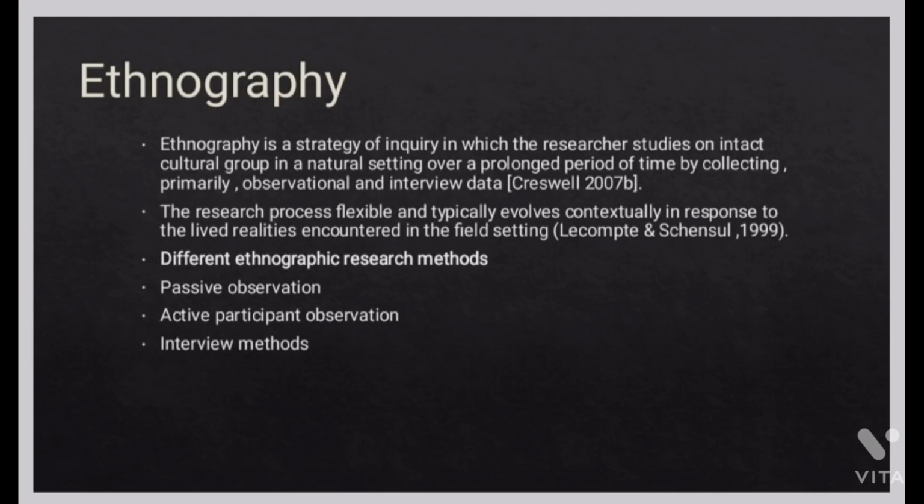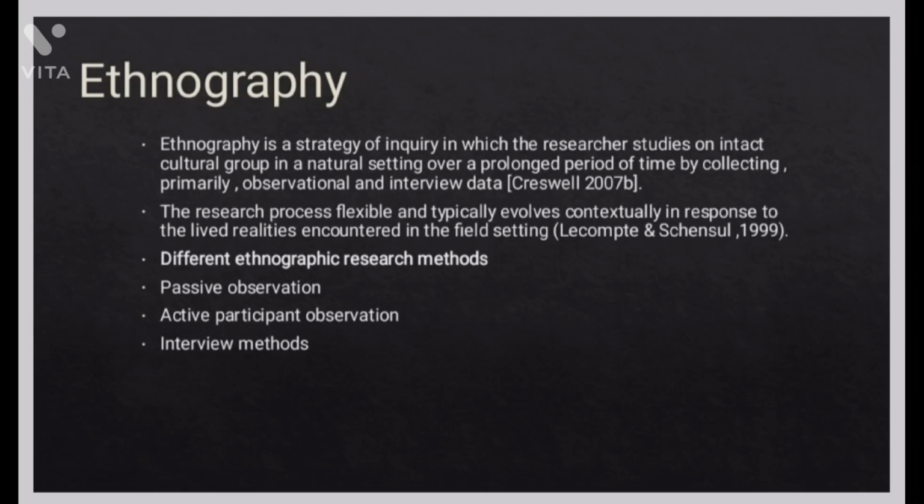The first one is passive observation. Here, the ethnographic research method involves shadowing the study subject, observing the people without interacting with them. Without the participants being aware, the researcher observes the natural settings and natural actions of the participants, and they document these in various forms such as video, audio recordings, note taking, photographs, and others.